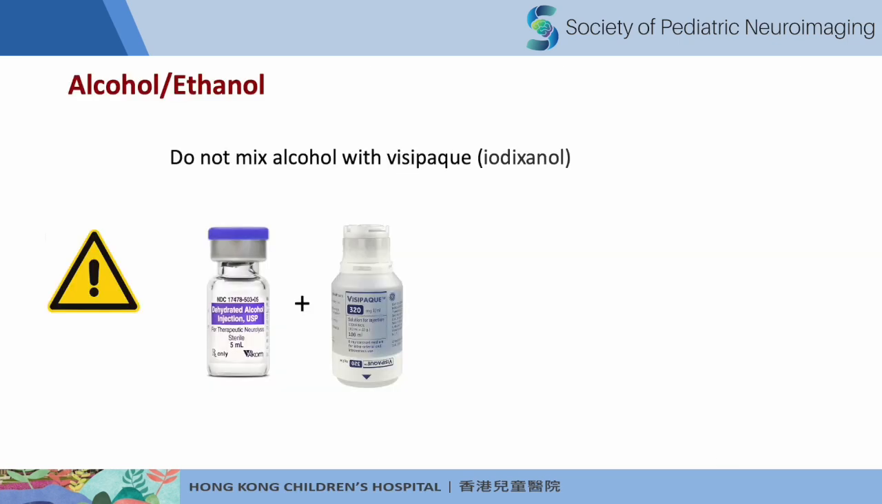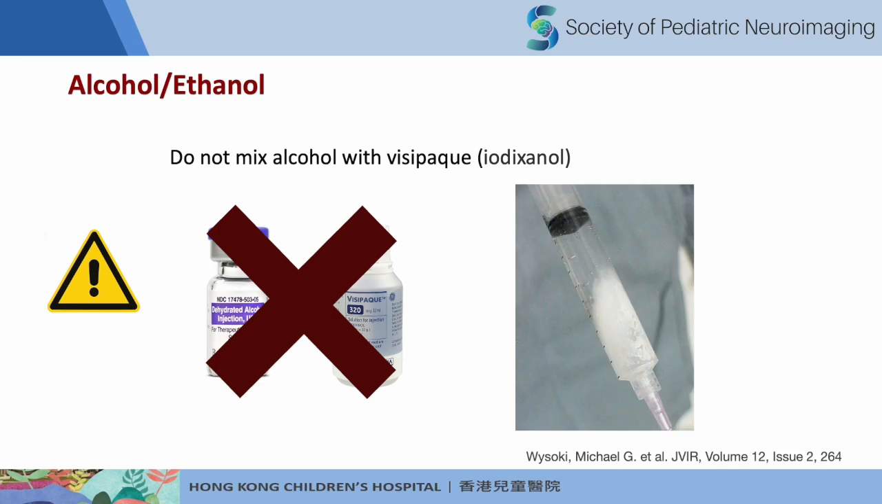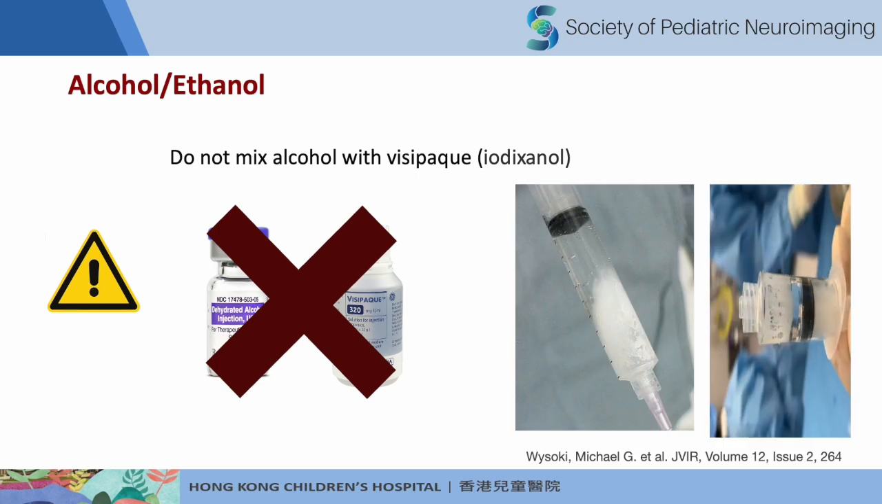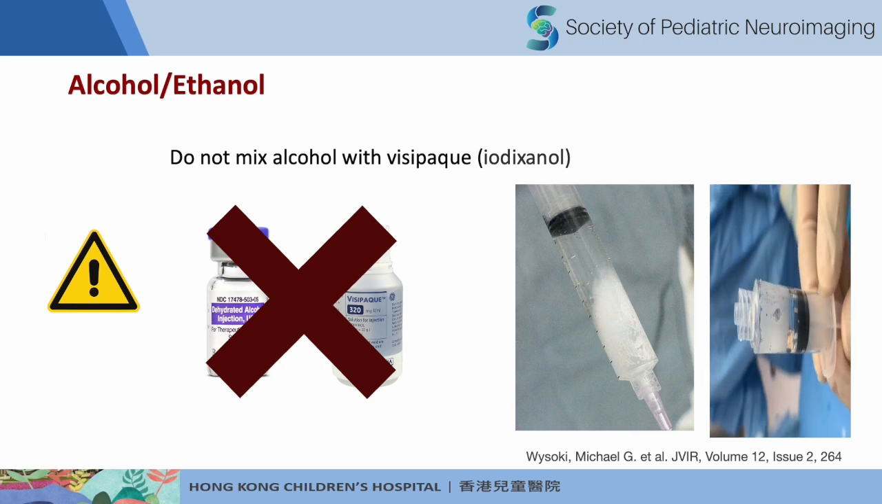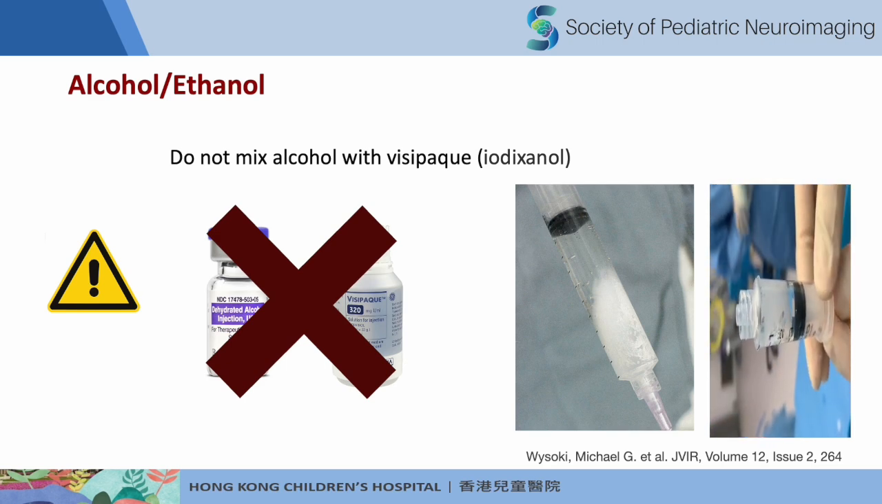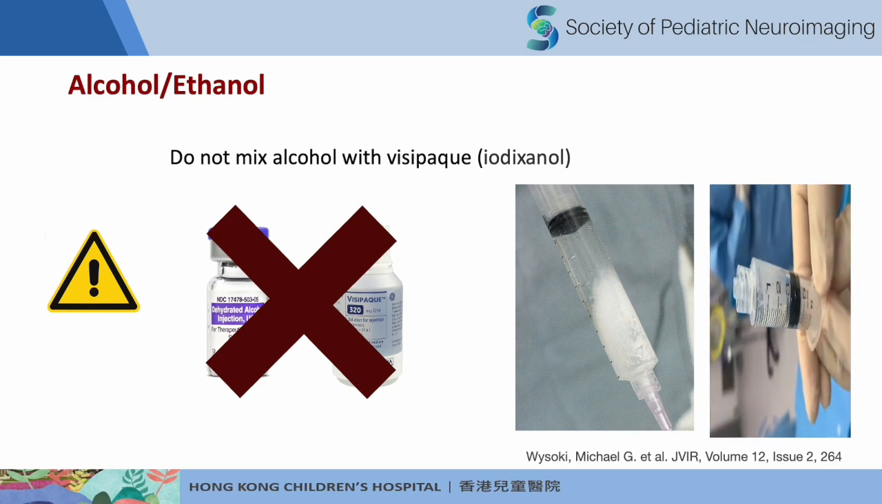And one thing with alcohol is it's extremely important not to mix it with Visipaque. Now, Visipaque is a commonly used iso-osmolar agent in children, and it can cause this form of crystallization. So this is what happens in real life. You can see that crystal coating the syringe, and you certainly don't want that to be injected inside the patient.